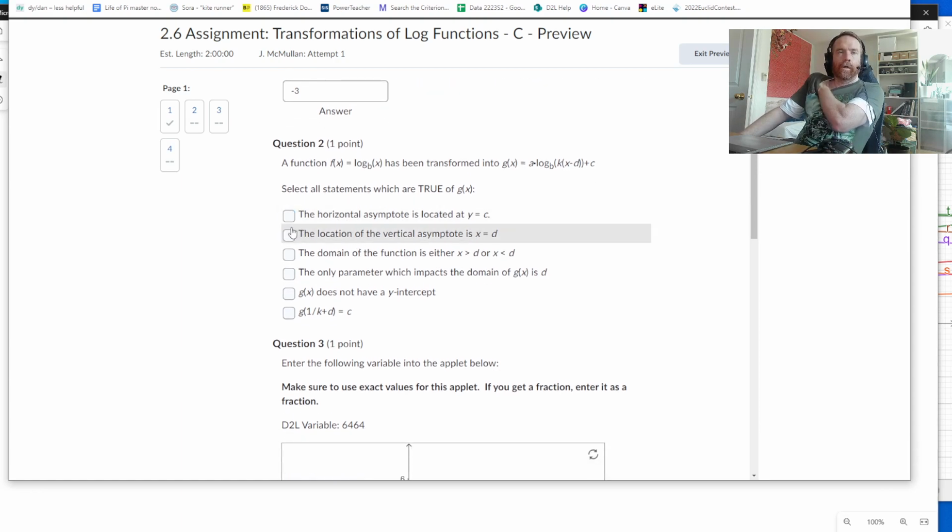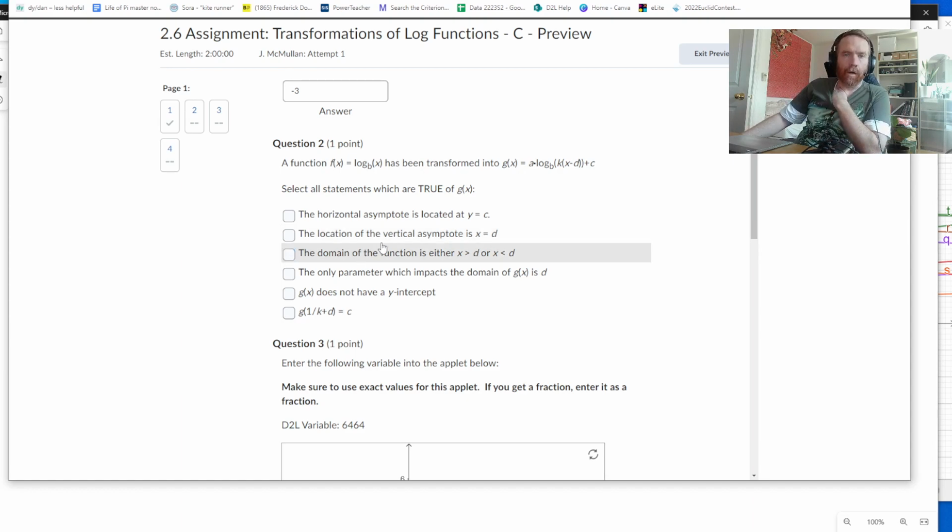Now for question 2, it's another one of these true or false ones where you're meant to be tested on whether you understand the concepts of what happens when you transform an equation. So as always, when you're looking at these ones, ask yourself, is this true? Can I draw an example of a function where this isn't true? Like this, for example, the location of the asymptote is x equals d.